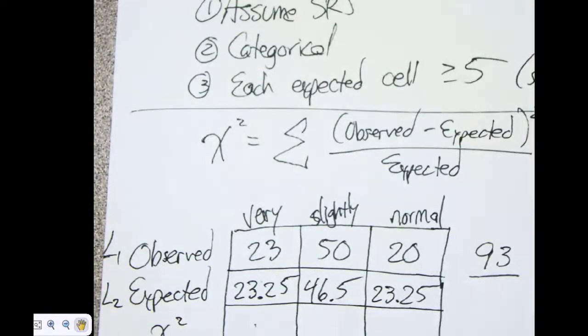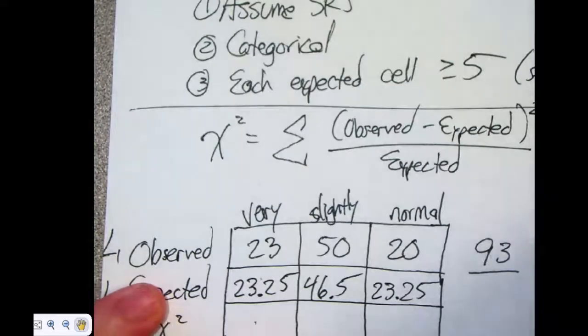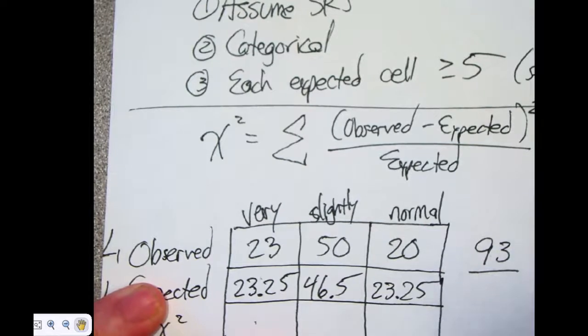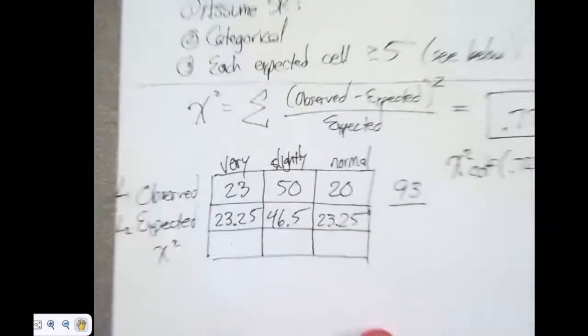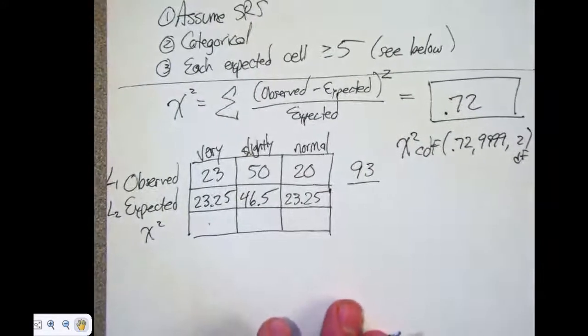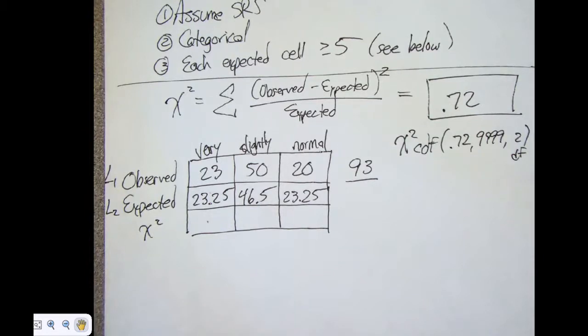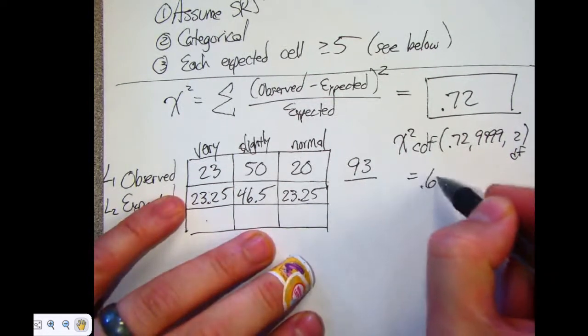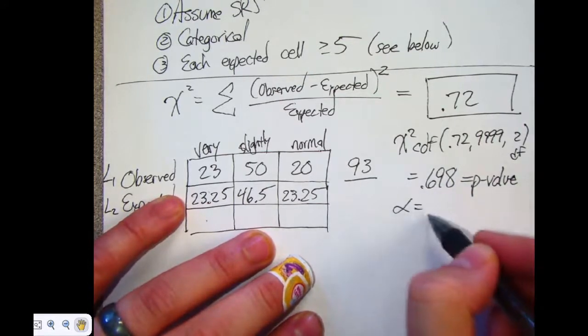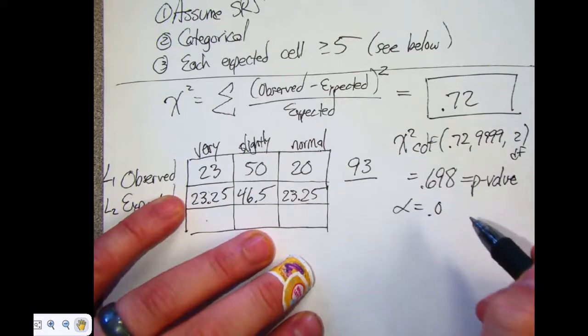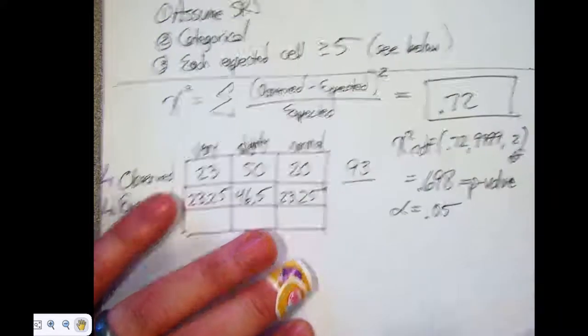I know it tells me the p-value, but I have to pretend it didn't. I go, okay, chi-squared CDF, 0.72, comma 999, comma 2. Label your degrees of freedom. And that equals 0.698, which is my p-value. Did I tell you alpha? Not, so let's just say alpha is 0.05.